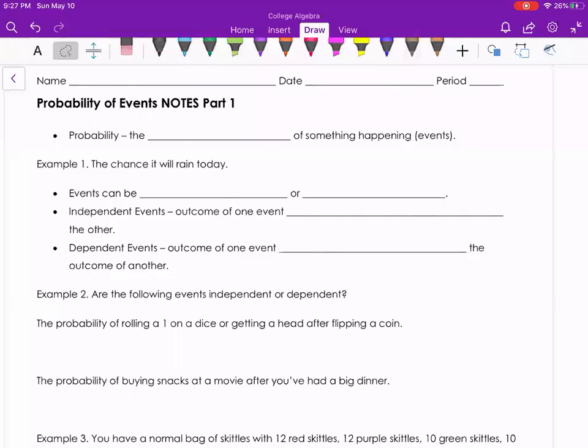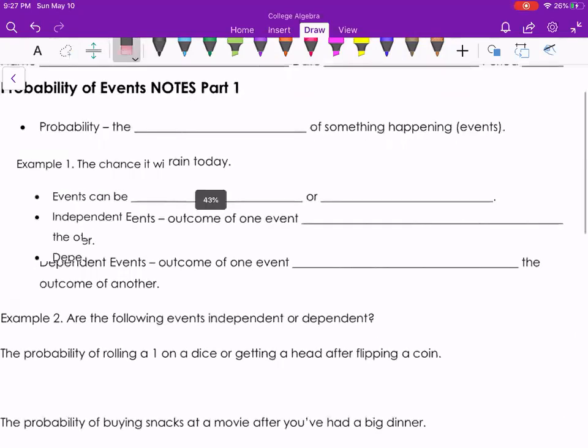All right, hi everyone. We are looking at one of our last topics of our sections, going over the TSI review. So right now we're going to be looking at probability of events. And this is going to be broken up into two pieces, this one set of notes for our lesson this week. All right, so let's go ahead and jump right in and get started.